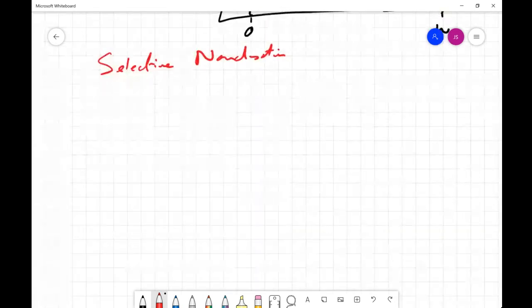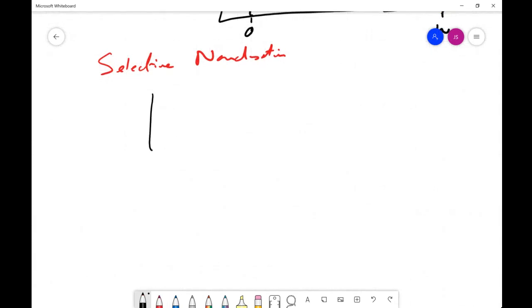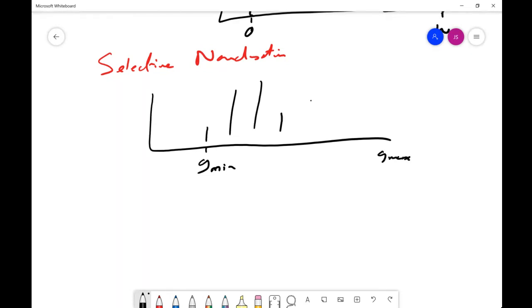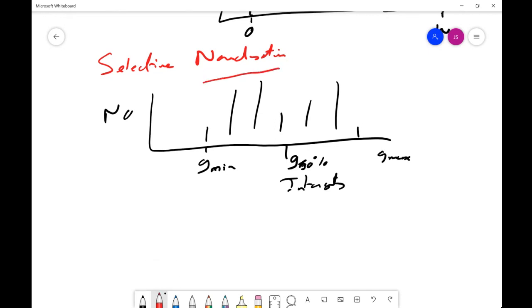And in selective normalization, we take the original histogram, G min and G max, and supposing the histogram is something like that. Remember, this is number and this is intensity. Supposing we wanted to find or enhance the middle part of the histogram, say G min, G 50%. So we want to enhance the image in this range.